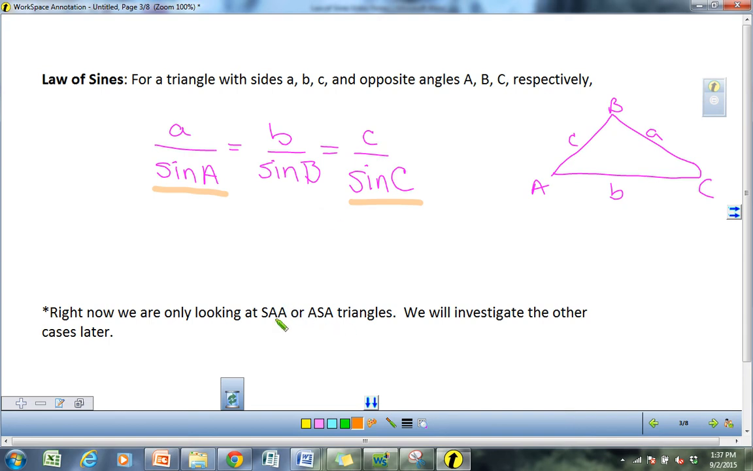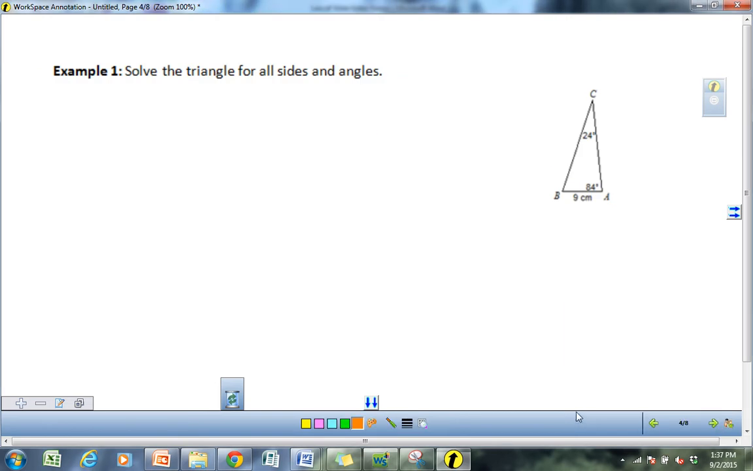Another big note, right now we're only looking at side angle angle triangles or angle side angle triangles. We will investigate the other cases later, some of them even tomorrow. So what does all of this mean? Let's look at our triangle. We have to solve the triangle for all sides and angles. I have triangle A, B, C, and I'm given, let's see what type of triangle it is. It is side angle angle.